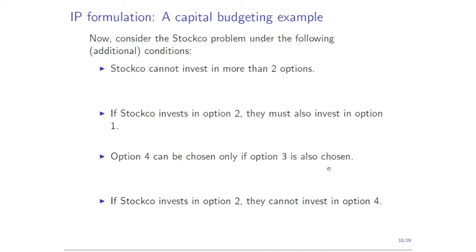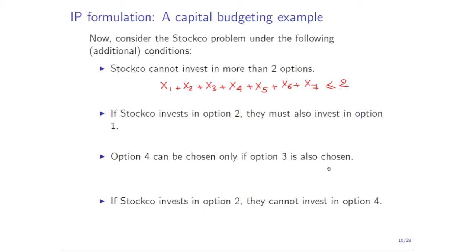Simple means that x1 plus x2 plus x3, the summation of all my variables, must be less than or equal to 2. Only at most 2 of them can take on a value 1. Very simple. Now let's look at the other one.